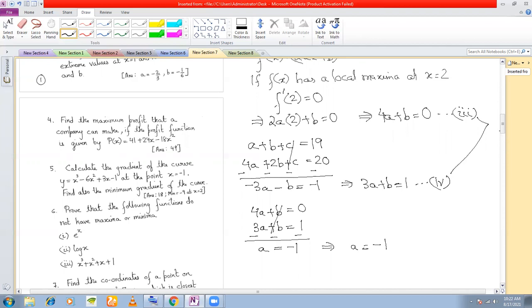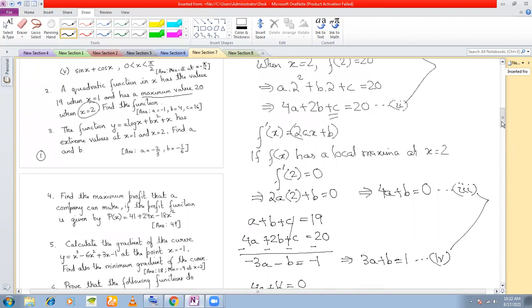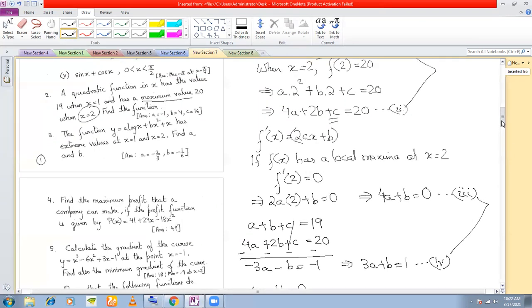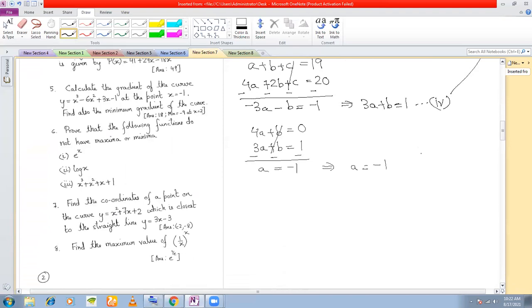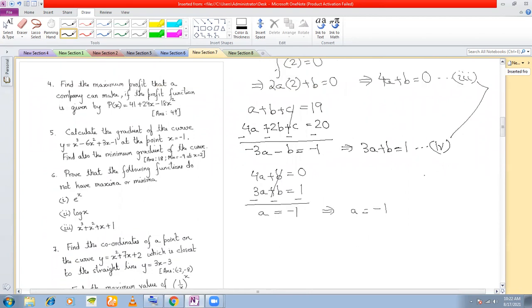Okay, when was the value of this equal to, okay, at x is equal to 2. This is okay. So we're getting a is equal to minus 1. Now how will you get the value of b? You put it in equation number 4, putting a is equal to minus 1 in 4.